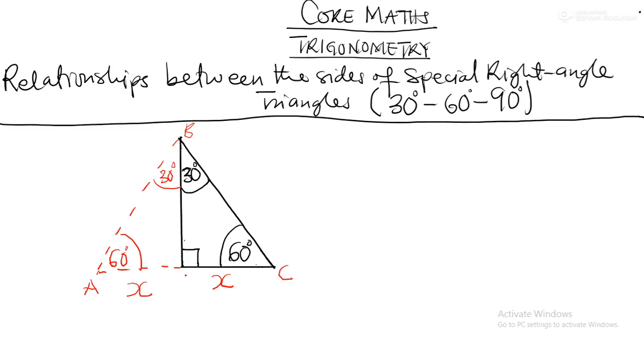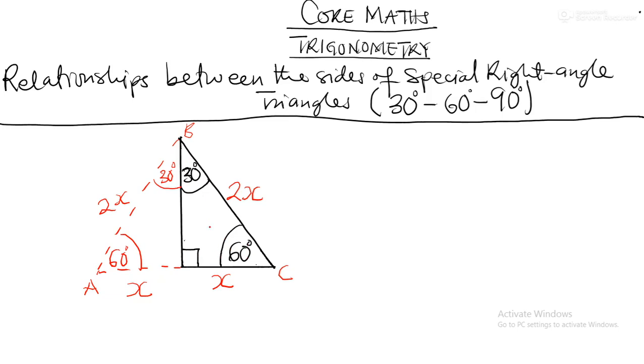Now we know that in an equilateral triangle all the sides are equal. So if this is x, and together is 2x, then the hypotenuse here will also be 2x. So this side is also 2x, and this side will also be 2x. Good. But we need only the 30, 60, 90, so one of it. We don't need all the equilateral triangle. We need only one of it.